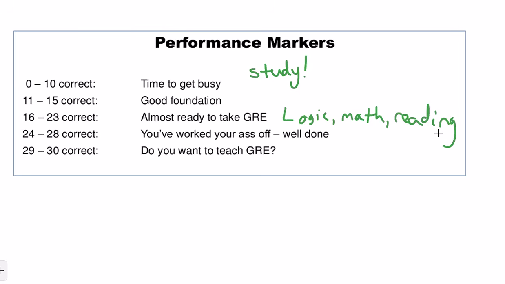24 to 28 correct, you've worked hard. Well done. You should feel pretty good about yourself if you got that score. And then finally, 29 and 30, I just have a question for you. Do you want to teach GRE? Because in this case, you're on the path to a very high score on the verbal. Definitely 160 plus.